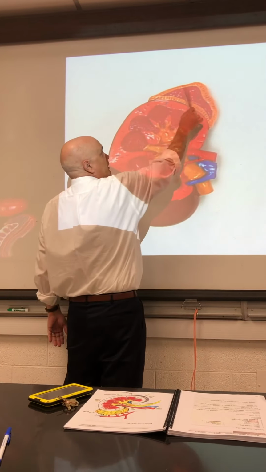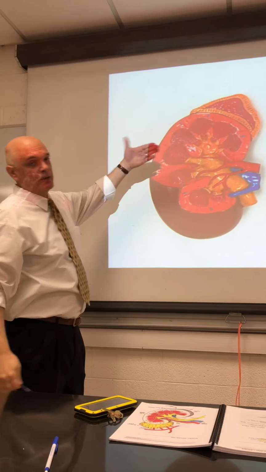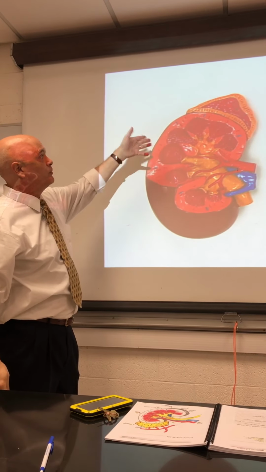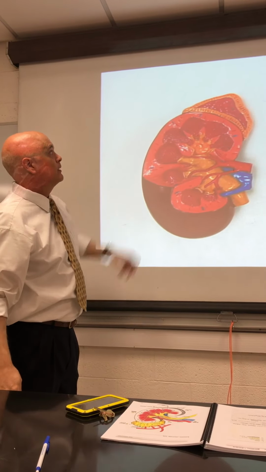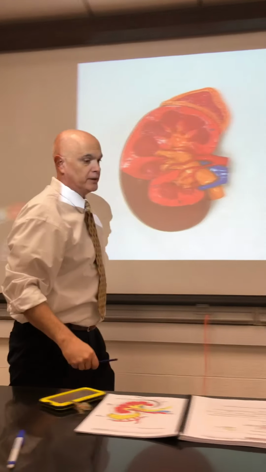Up here is the gland that sits on top of the kidney, so we're going to call that the suprarenal gland or adrenal gland. Okay, and that's the kidney.